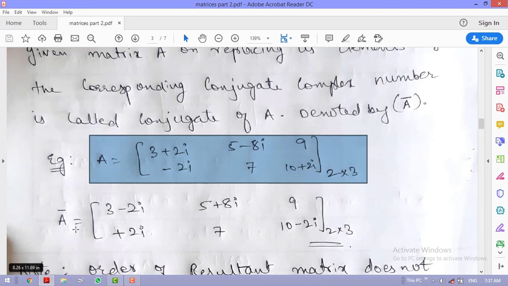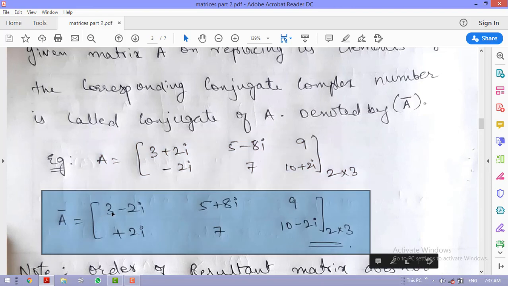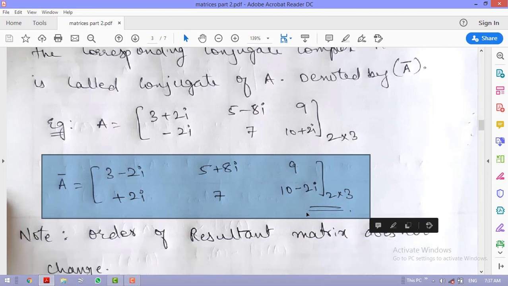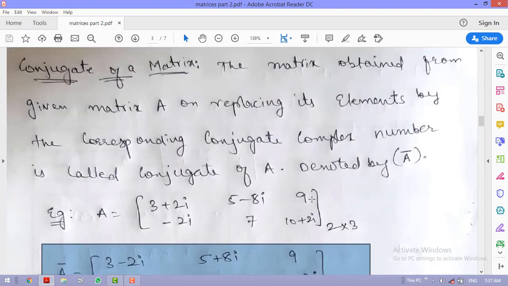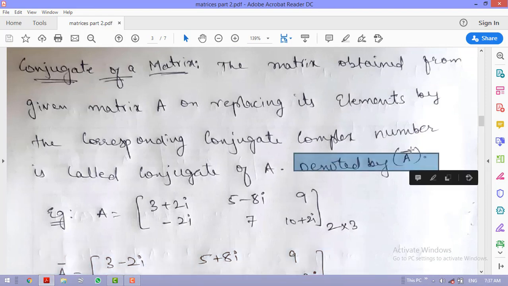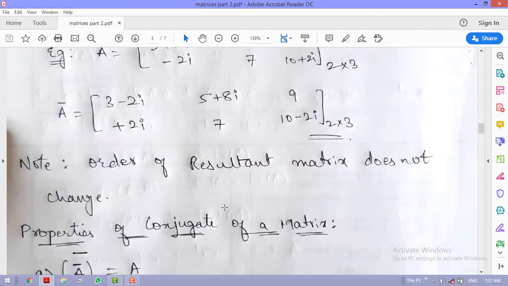So if you do a conjugate operation to that, it will become the conjugate of A equal to 3 minus 2i, 5 plus 8i, 9, plus 2i, 7, 10 minus 2i, where the order of the matrix will be the same, because we are not transposing it, we are just applying the conjugate to it, right? Before that, I would like to tell you that it is denoted by A dash, or A with a line above it, A bar, you can say.